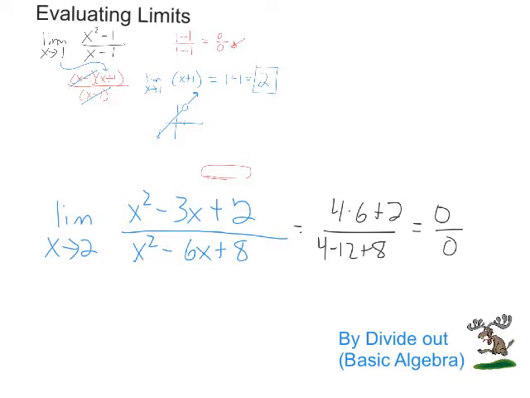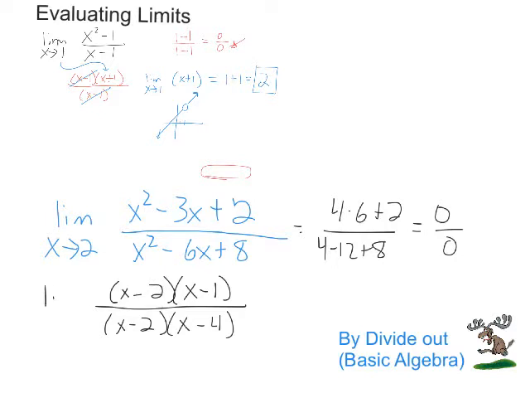So direct substitution doesn't work for us, so we will try factoring the numerator and denominator. The numerator factors to x minus 2 times x minus 1, and the denominator factors to x minus 2 times x minus 4. And we see that the term now cancels, and we can try direct substitution. If we plug 2 into the top, we'll get a 1, and if we plug 2 in the bottom, we'll get a negative 2. So our answer is negative 1/2. The limit approaches negative 1/2.